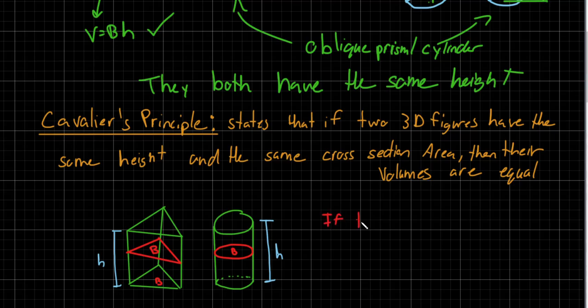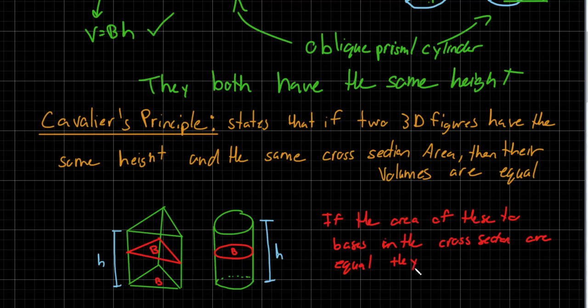If the area of these two bases in the cross section are equal, their volumes are equal. They could be different. That's totally fine. A circle and a triangle. We have to calculate their area to see if they're the same.